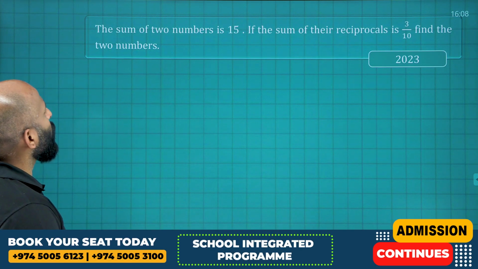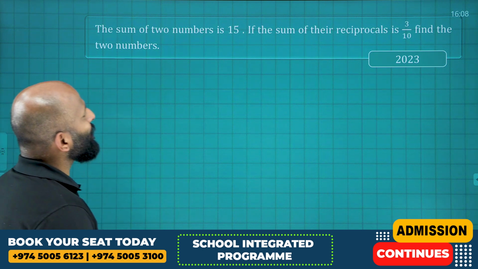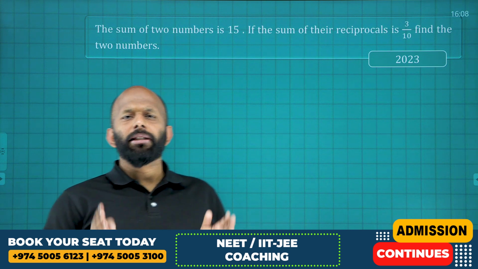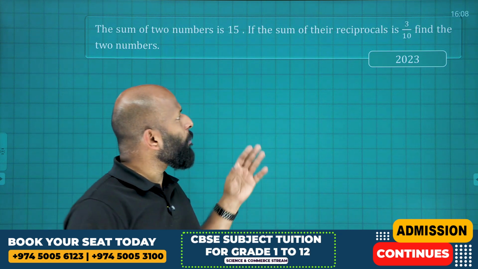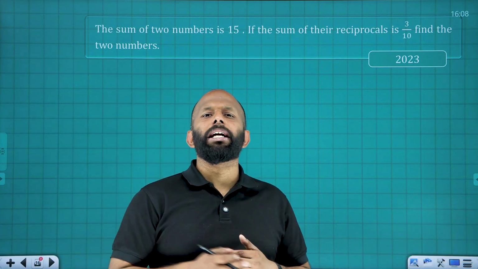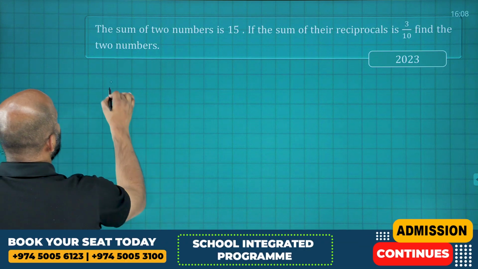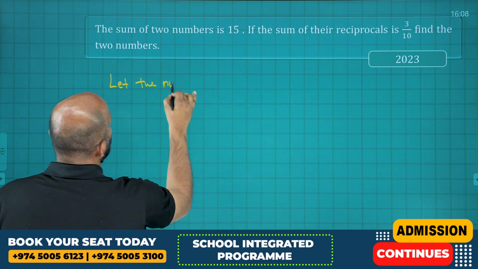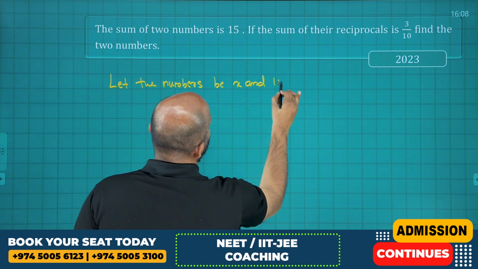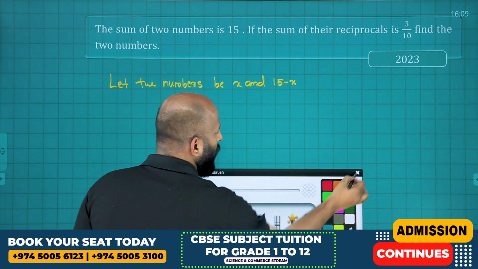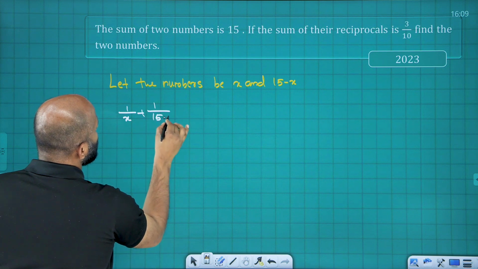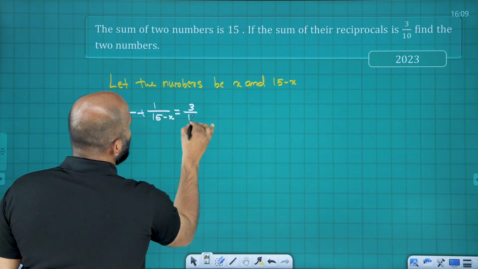The sum of two numbers is 15. If the sum of their reciprocals is 3 by 10, find the two numbers. Here they have given that the sum of these two numbers is 15 and the sum of their reciprocals is 3 by 10. If the sum of two numbers is 15, one number is x, then the other number we can take as 15 minus x. So let the numbers be x and 15 minus x. As per the question, the sum of their reciprocals, that is 1 by x plus 1 by 15 minus x, is equal to 3 by 10.